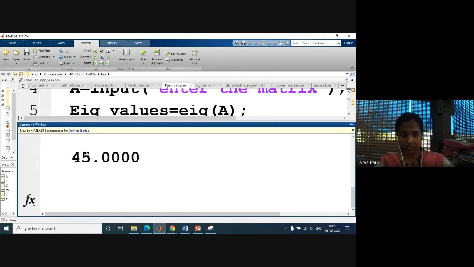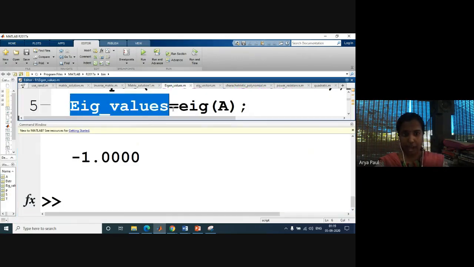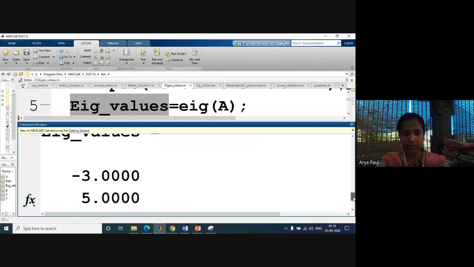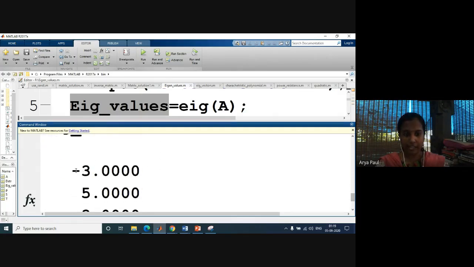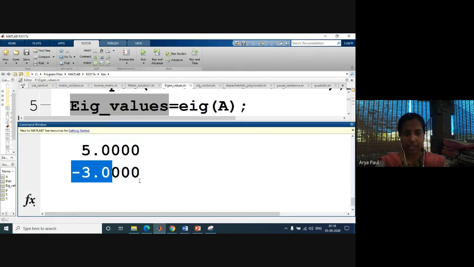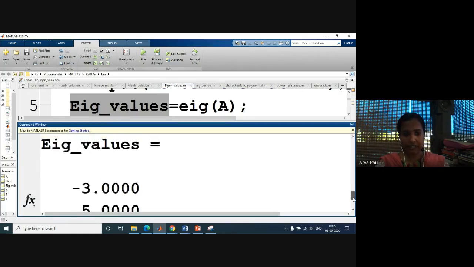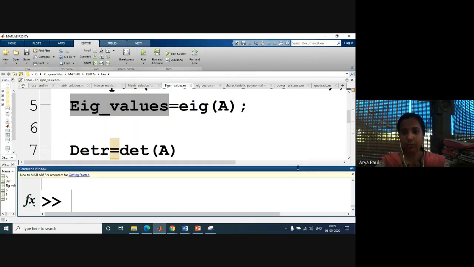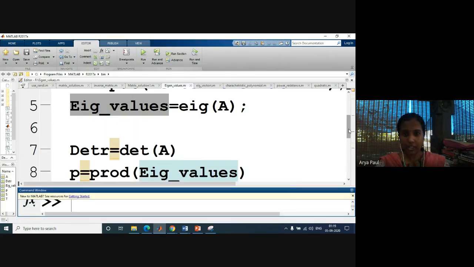Now if you type eigenvalues here in the command window, you will get your eigenvalues. Which are the eigenvalues? -3 is the first eigenvalue, second is 5, next is -3. So -3, 5 and -3. These are the eigenvalues. Now these are the two properties.